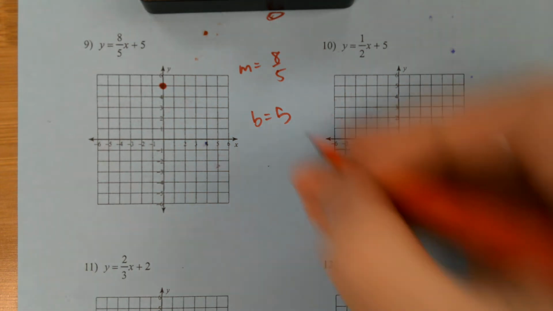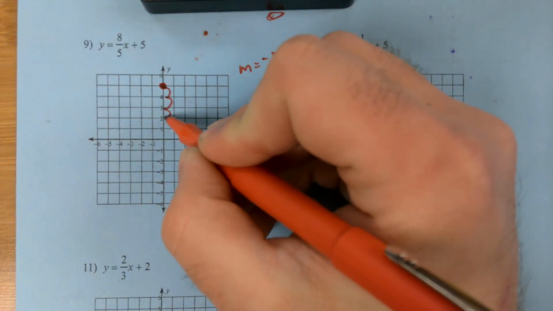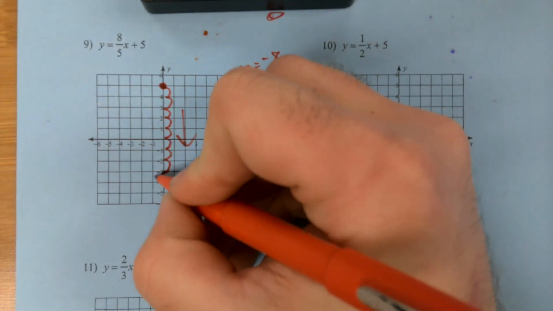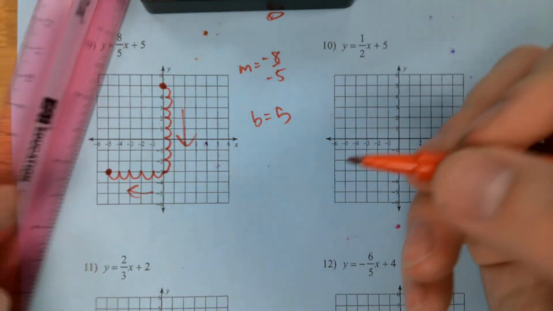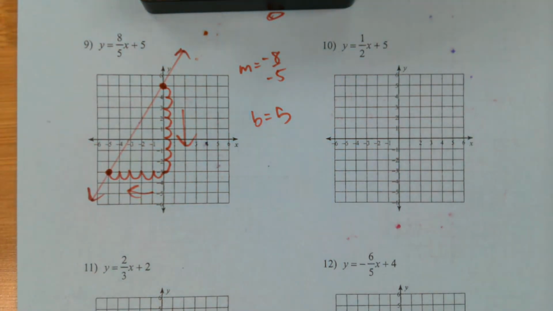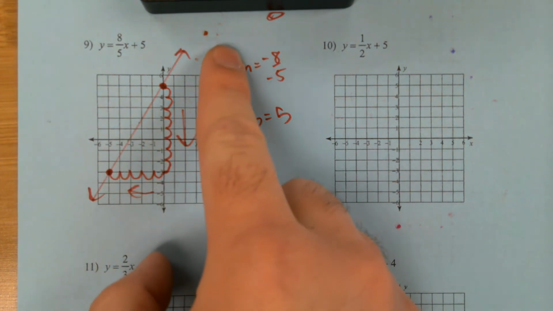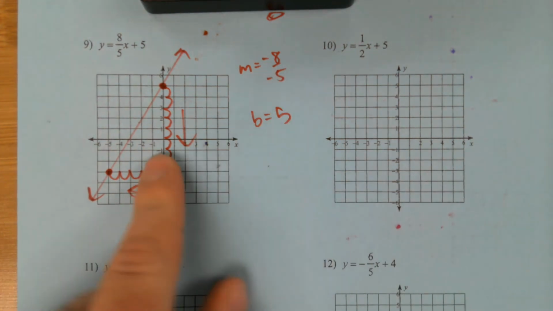We don't want that. So we're going to go down 8 and left 5 instead of up 8 and right 5. We'll do the inverse of both. 1, 2, 3, 4, 5, 6, 7, 8 down. And 1, 2, 3, 4, 5 to the right. Or sorry, to the left. And there's our line. So our rise was negative, our run was negative, but we still have a positively sloping line. Remember, those two negatives cancel each other out and get us where we need to be.